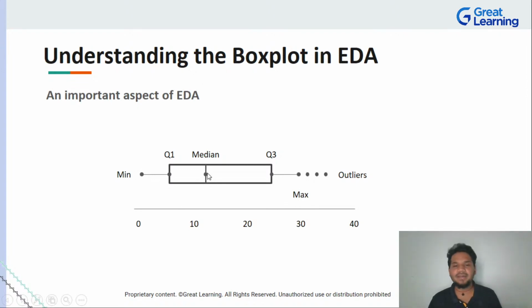So the median value, always talks about the median, right? The median value is basically the middle element in an ordered data set. So here the median seems somewhere like 12. The middle line in the box always tells you the median. And then you have something called Q1 and Q3. Q1 and Q3 basically talk about quartiles.